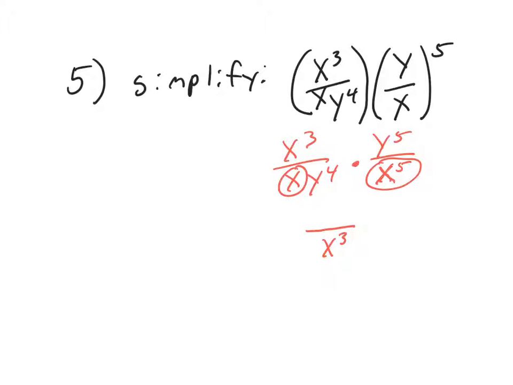Then we'll do the same thing for the y. We have 5 y's in the numerator and 4 y's in the denominator, so we'll get left with 1 in the numerator. So we end up with y over x to the third power.